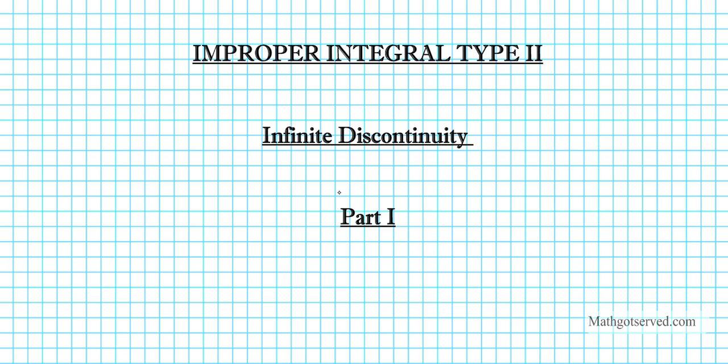Hey there students, so welcome to part 1 of the improper integral type 2 clip. In this clip we're going to be talking about the improper integrals where we are dealing with infinite discontinuities, okay? So basically we have a situation where we have an infinite discontinuity or vertical asymptote on the domain of integration. Alright, so let's go ahead and divvy up the scenario into two broad cases.